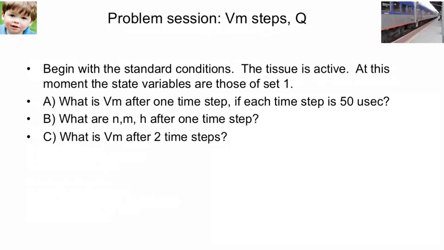Suppose we consider this question. We begin with the standard conditions. The tissue is active. At the moment, the state variables are those of set 1, so there's no stimulus. Here are our questions. What is Vm after one time step if each time step is 50 microseconds? What are Nm and H after one time step? And then what is Vm after 2 time steps?